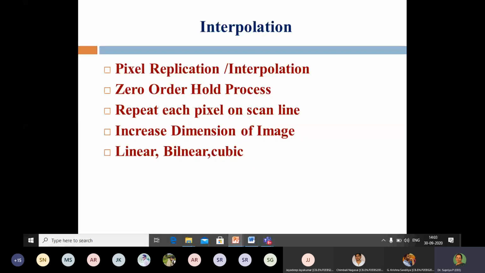Interpolation could be of different types. Mainly three types we would like to consider: linear, bilinear, and cubic. In the theoretical discussion, we will be considering mainly the linear interpolation.